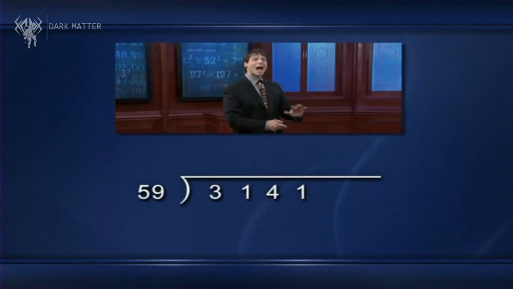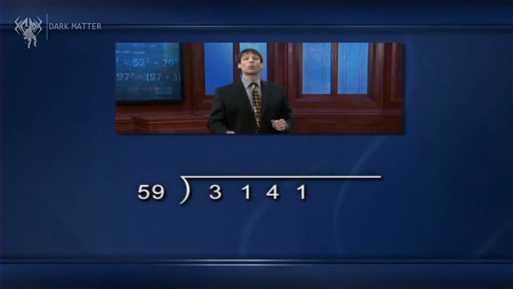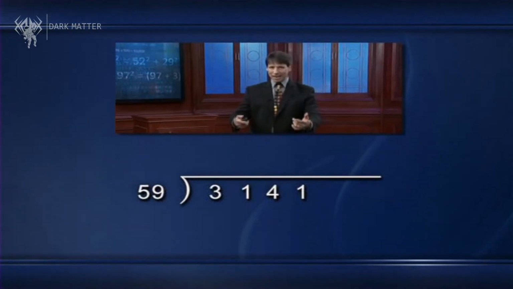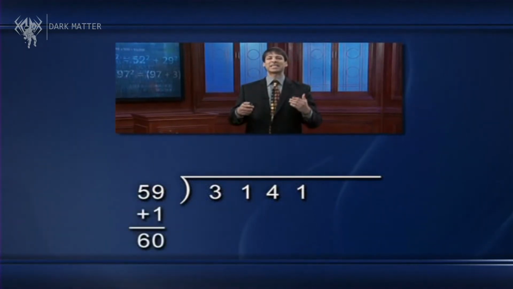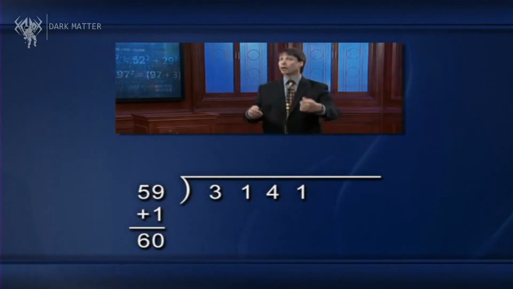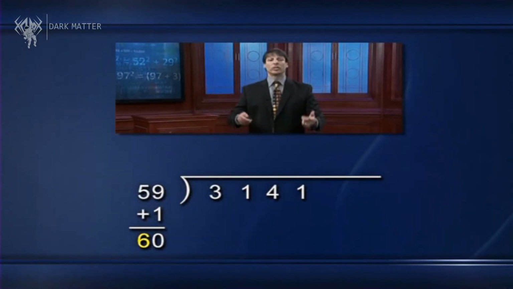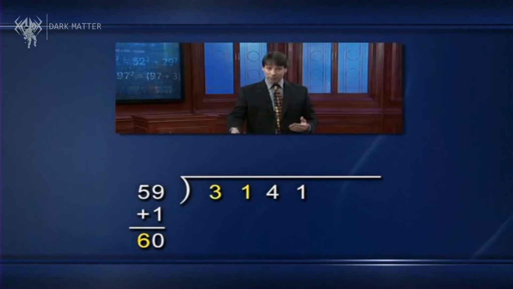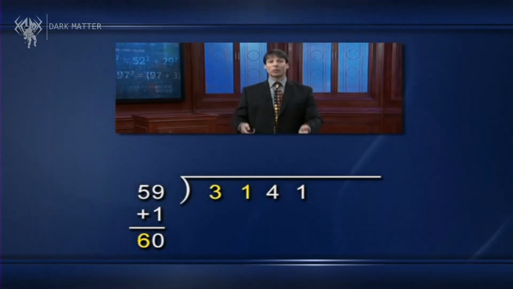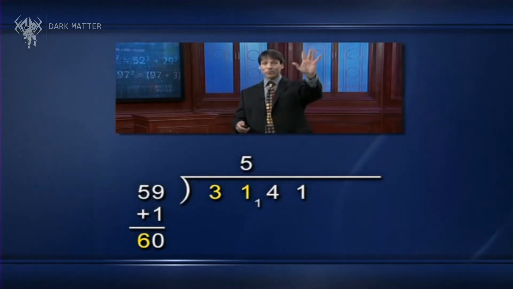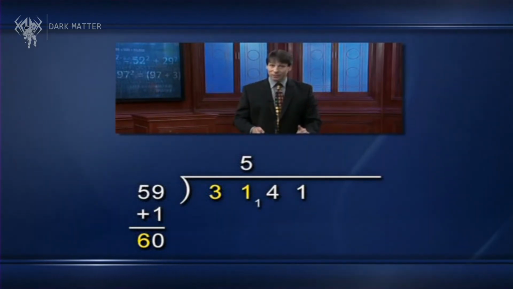Here, let's do the pi problem, 3141 divided by 59. Okay, so 59, we round that up 1 to 60. So the divisor is going to be what? The divisor is going to be 6. We do 6 into 31. 6 goes into 31 5 times with a remainder of 1. So the 5 goes up and the 1 goes down.